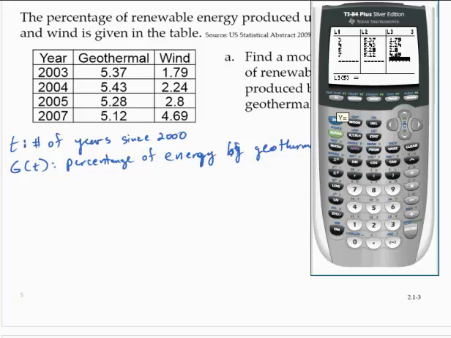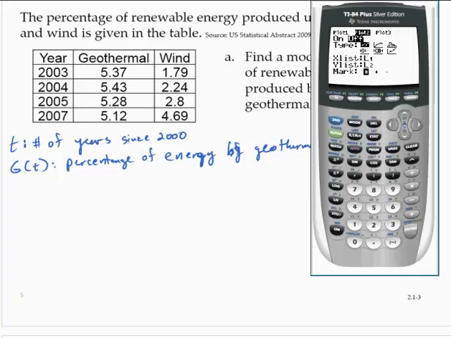All right, let's take a look. Well, that's a good window. All of the data is in from 0 to 10 for T on a scale of 1, and everything's between 0 and 6 for the output, with a scale of 1s there. Stat plot. Plot 1 is going to compare list 1 and list 2 and give us a scatter plot with boxes.